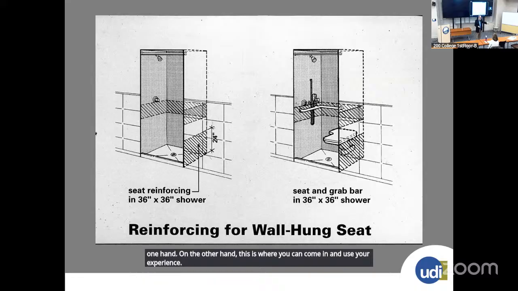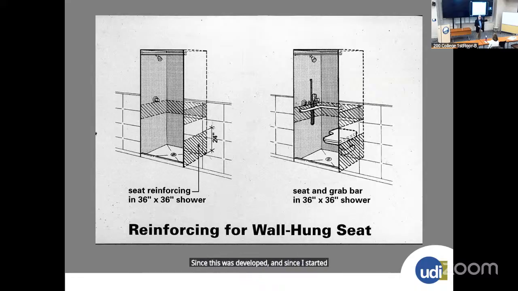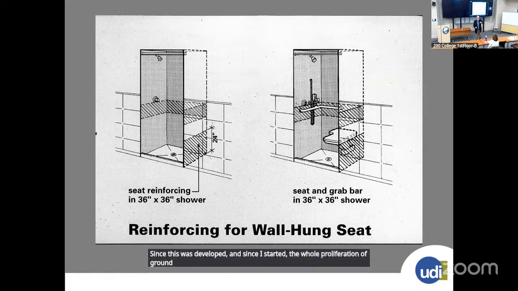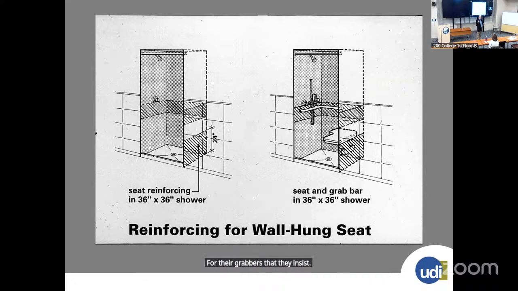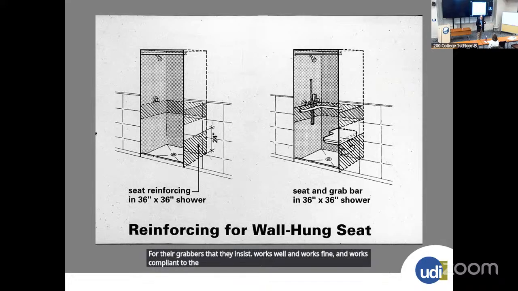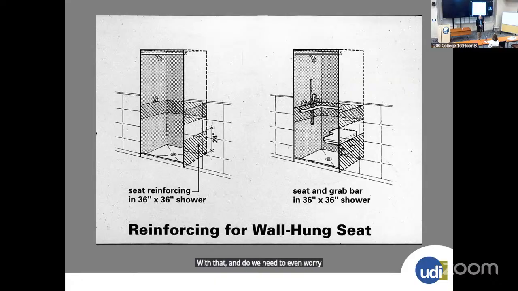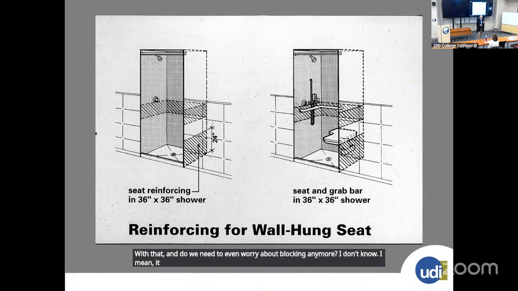Since this was developed and since I started, the whole proliferation of safe grab bar mounting in locations that don't have blocking has exploded, right? Every manufacturer has these hollow wall anchors for their grab bars that they insist works well and works fine and works compliant to the 250-pound shear test, which is required. Has anyone here had any experience with that? And do we need to even worry about blocking anymore? I don't know. It's a question I wish I could answer.